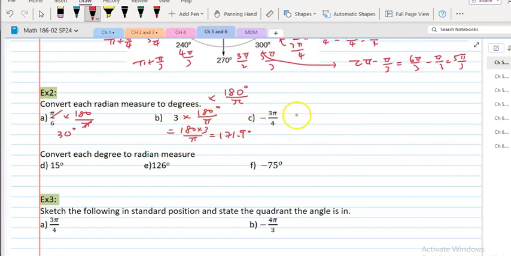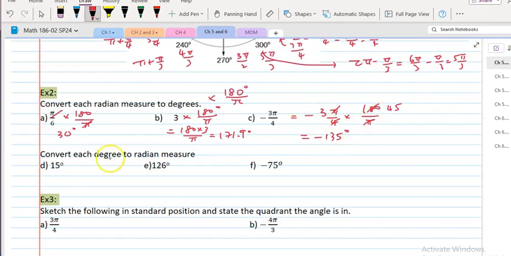So what about negative 3 pi over 4? It's negative 3 pi over 4 times 180 over pi. Well, the pi cancel. 180 divided by 4 is 45. So it's negative 135 degrees.